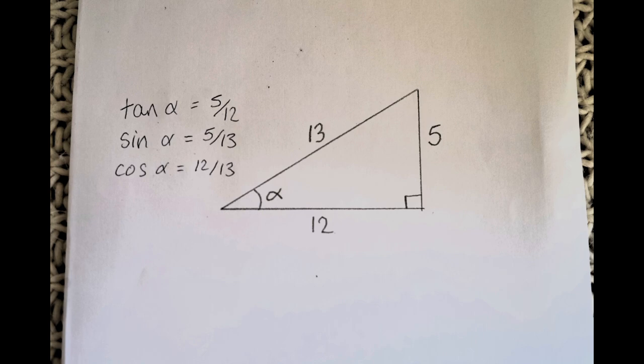We're given that tan alpha is 5 over 12, and we know that in a right angle triangle, tan is opposite over adjacent. So if we draw a right angle triangle and label 5 and 12 on it, we can use Pythagoras' theorem to get the hypotenuse, and then we'll be able to say that sin alpha is 5 over 13, and cos alpha is 12 over 13 from our right angle triangle.